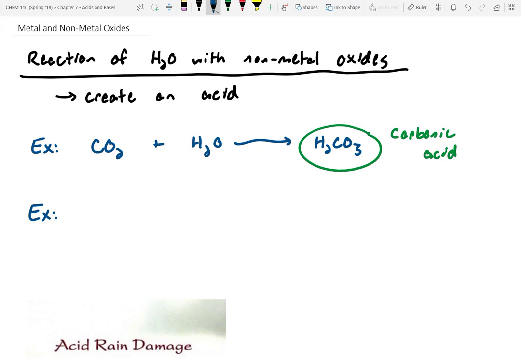The other problem that's common but is actually being managed fairly well is sulfur dioxide being pumped out into our atmosphere. So sulfur dioxide is produced when you burn coal. And when you burn coal, the sulfur dioxide will mix with water in the atmosphere. And it will make H2SO3. This is sulfurous acid.